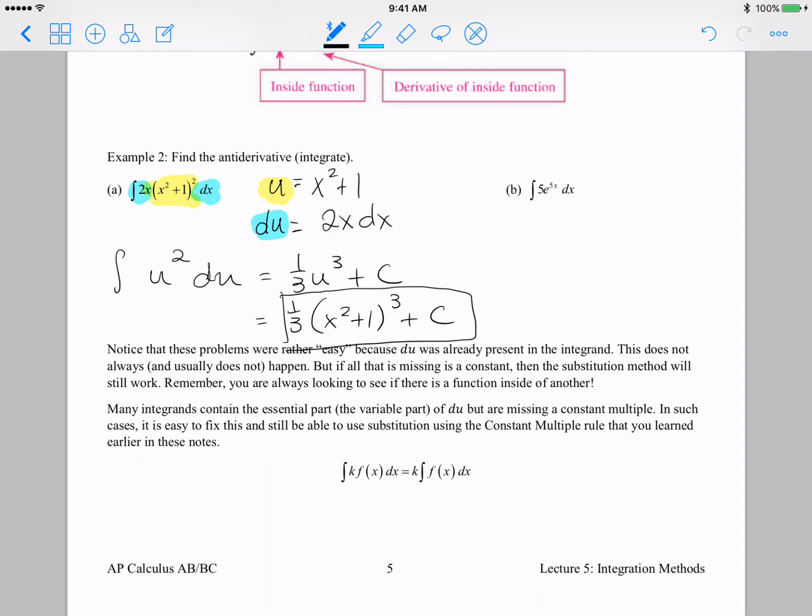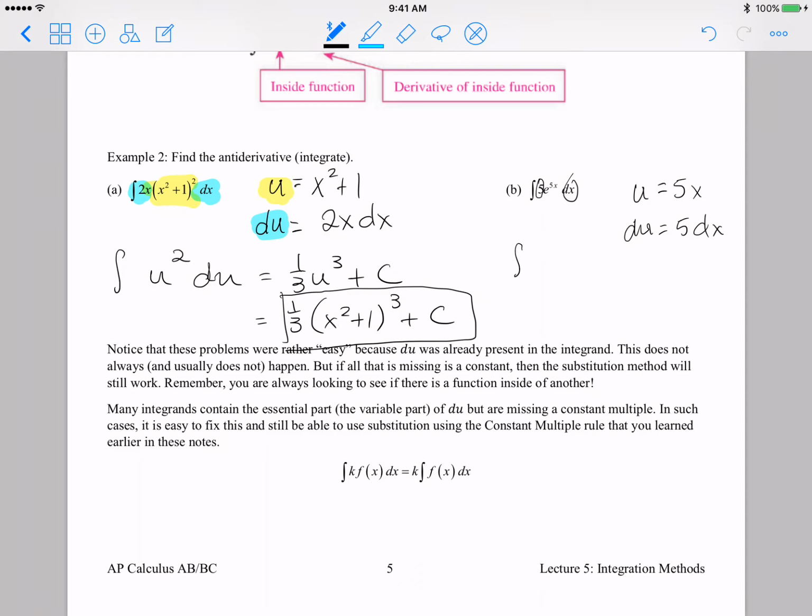Okay, in example B here, I'm again looking for a function that is inside of another. Sometimes that's going to be in the denominator, sometimes it's going to be under a square root, sometimes it's going to be in parentheses, sometimes it's going to be an exponent. So that last one that I just said, exponent, is obviously the case here. So u is going to equal 5x. That means that du is equal to 5 dx. Well, I notice that I have 5 and dx in the problem, and so that's how I know I made a good choice for u.